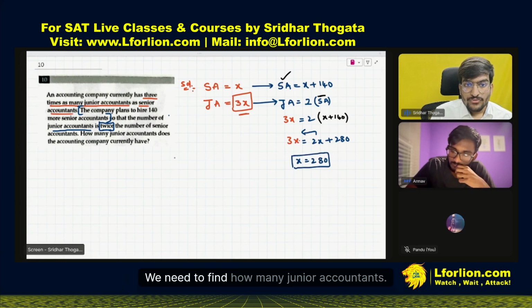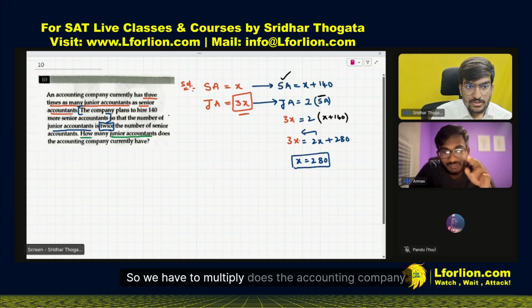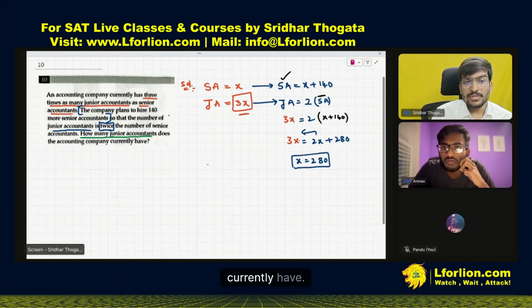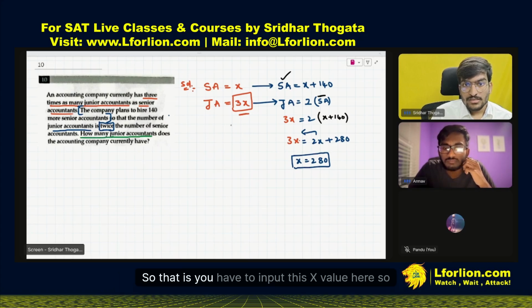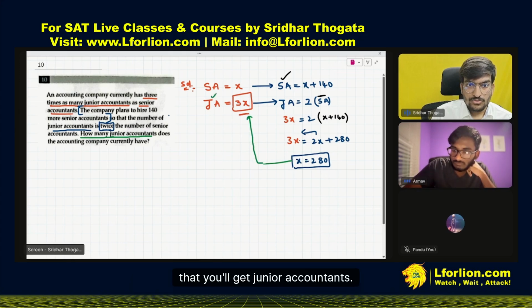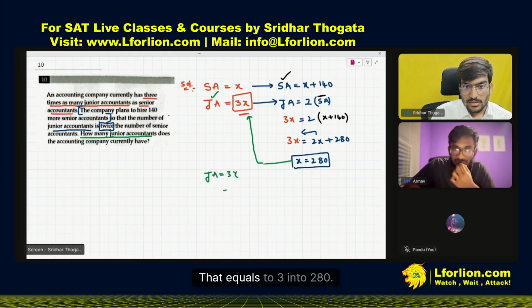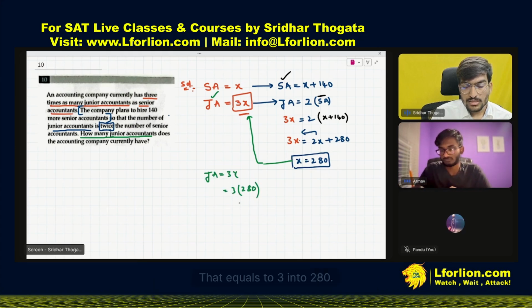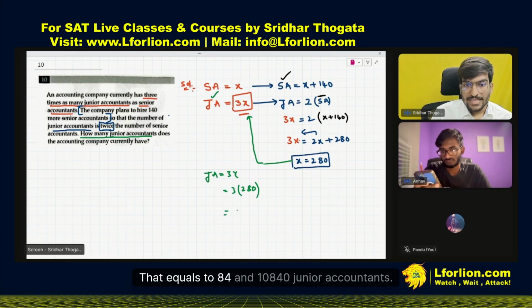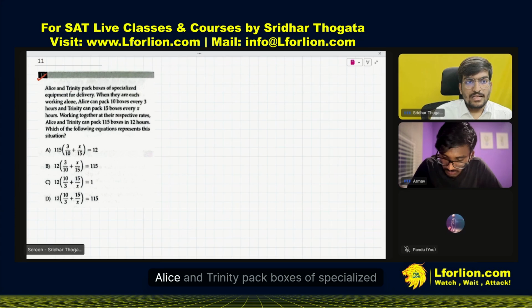We need to find how many junior accountants does the accounting company currently have. So you have to input this X value here so that you'll get junior accountants. That is going to be junior accountants equal to 3X. That equals 3 into 280. That equals 840 junior accountants.